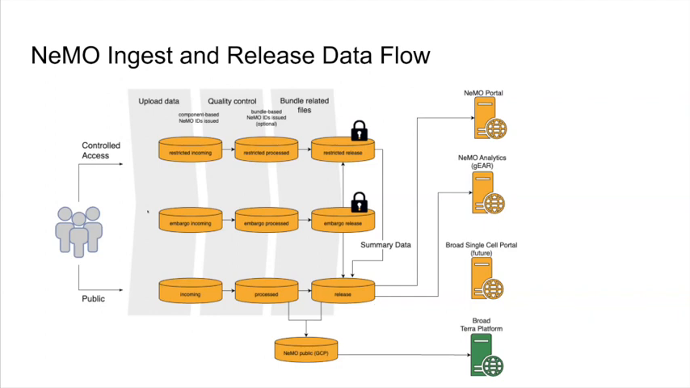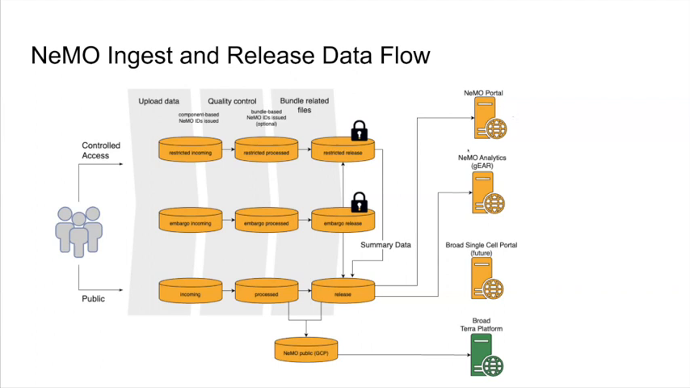Now, data that are embargoed are treated differently. We'll keep them in a holding area until the embargo release time, and at that point, either the data goes into a restricted release if it's controlled access, or it goes into a public release area from where people can access the data. And then finally, we have what we consider the public or open access data that's processed and sent to our public resources immediately.